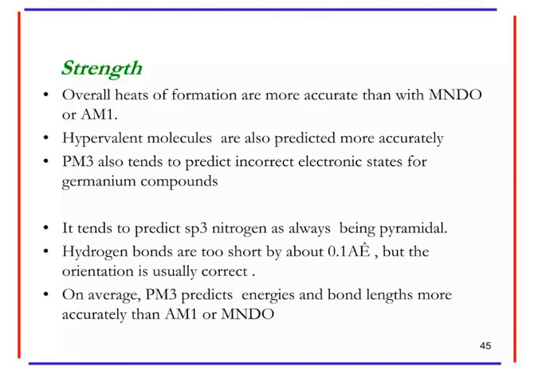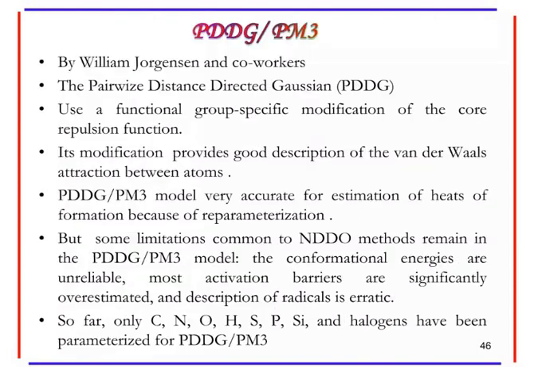Strengths: overall heats of formation are more accurate than with MNDO or AM1. Hypervalent molecules are also predicted more accurately. PM3 also tends to predict an incorrect electronic state for germanium compounds. It tends to predict sp3 nitrogen as always being pyramidal. Hydrogen bonds are too short by about 0.1 angstrom, but the orientation is usually correct. On average, PM3 predicts energy and bond length more accurately than AM1 or MNDO.